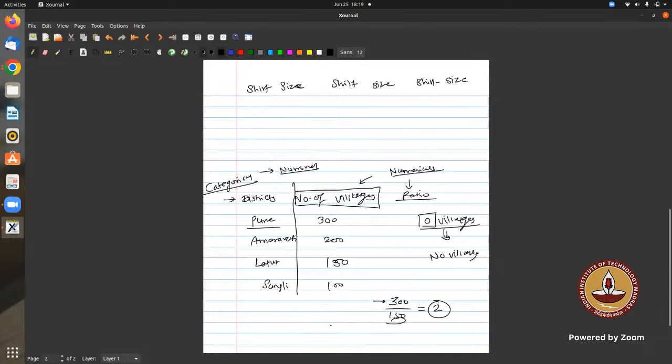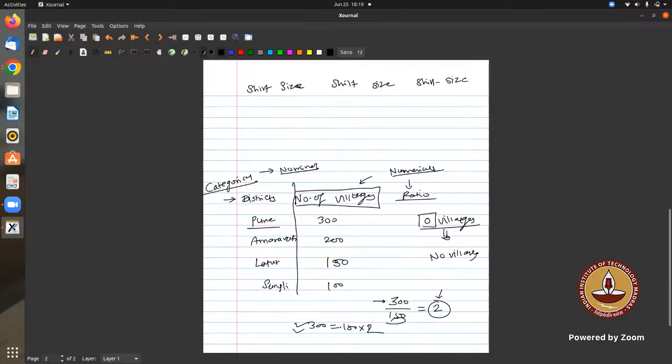So with this ratio, I was able to perform a meaningful division operation here, and hence this is a property of a ratio scale of measurement. Another point here is multiplication. Can I do the multiplication? Yes, I can. I can write it as 2 times 150. This is also meaningful.